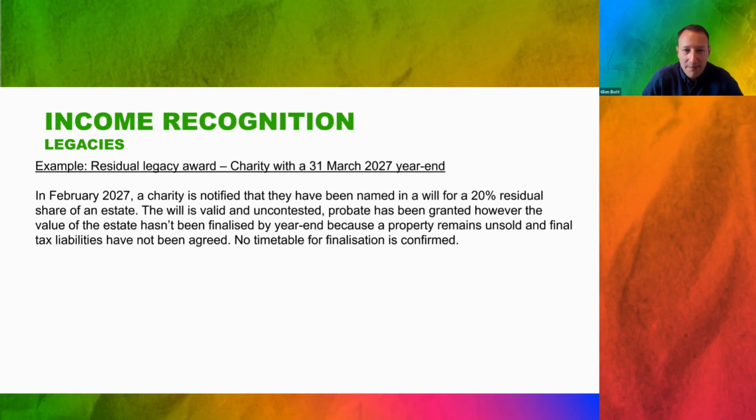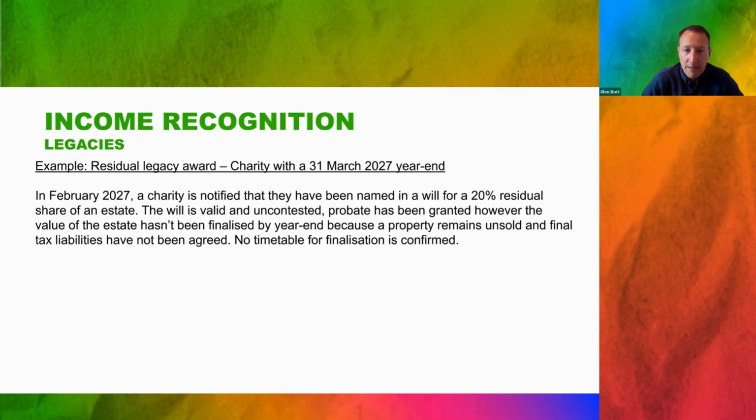Now, the second example is a residual legacy award. And residual legacies are one of the higher judgment areas in charity accounts. The specific details of the estate and what elements are still outstanding need to be considered on a legacy by legacy basis to conclude at what stage that legacy income should be recognised. But in this example, again, it's the same charity with the March 2027 year end. Pre-year end, they're notified they've been named in a will, and they're due 20% of the residual share of the estate. So the will is valid and uncontested, and probate's been granted.